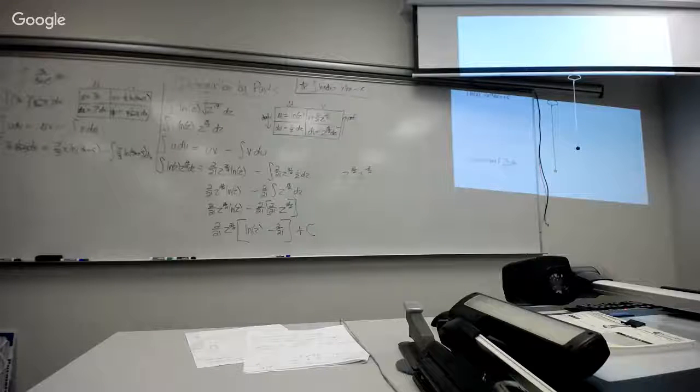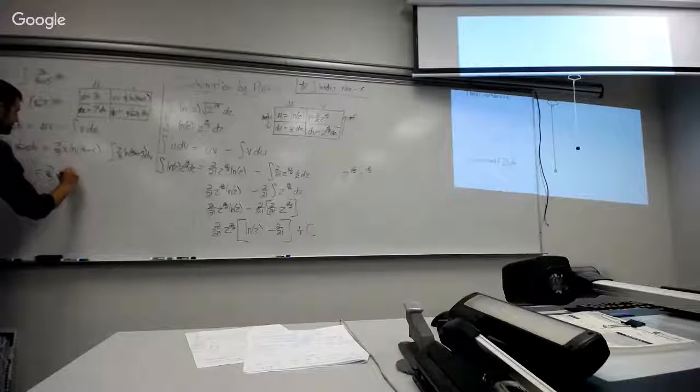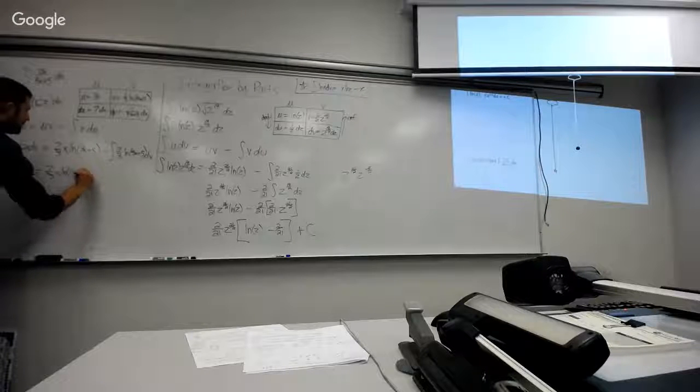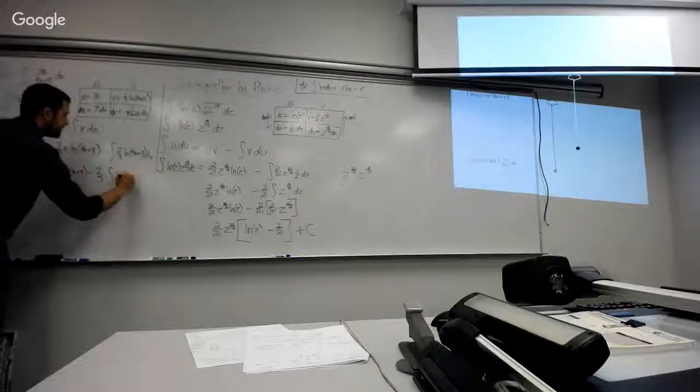Then what, Julie? Yep, then you can take the 7/3 out, which is nice because we have a 7/3 on both of our integrals now. 7/3 natural log of 3x plus 5 minus 7/3, and we're doing the integral of the natural log of 3x plus 5.